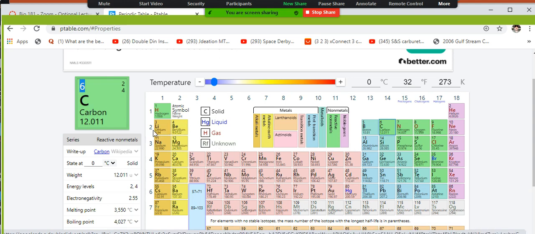We could do the same thing for lithium. So lithium is 3, and its atomic mass is 7, so how many neutrons? 4. Yeah, 7 minus 3 is 4. We could do the same thing with oxygen. Oxygen, its atomic number is 8, its mass is 16. How many neutrons? Yeah, 16 minus 8 is 8. So we can do that with anything.